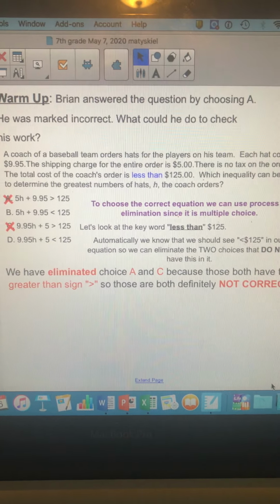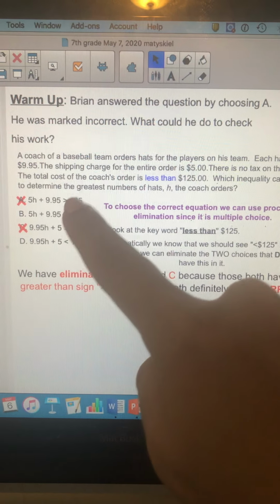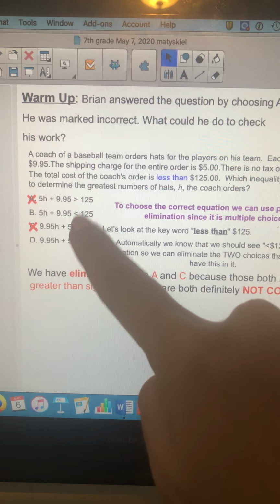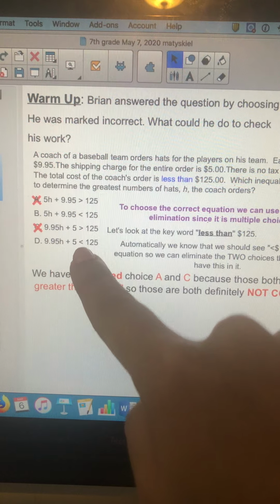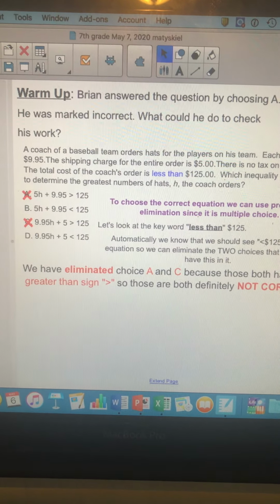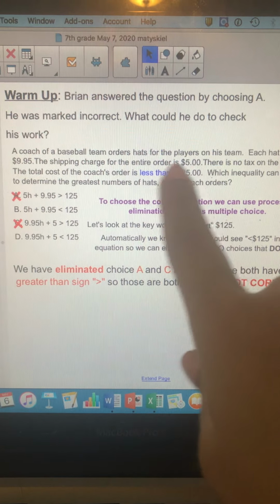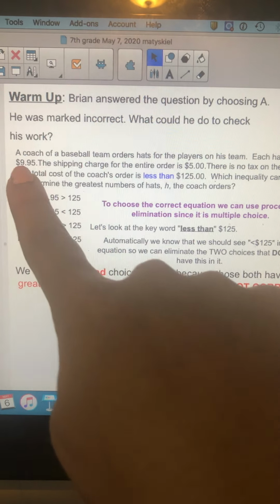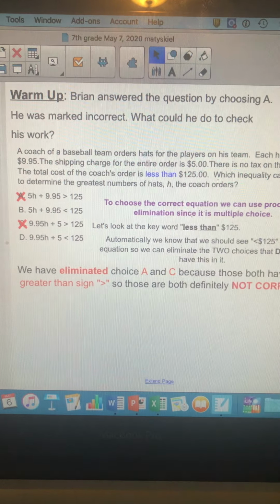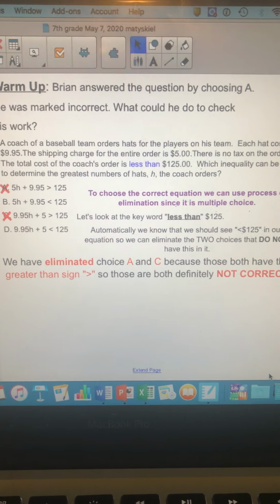Okay, so we were deciding that A and C would be eliminated because those inequality signs are incorrect. We need less than, which are the ones that point to the left. So we're left with B and D right now. Then we want to look at the problem and see what other numbers are provided. So we have $9.95 and we have $5. And then we want to look for the words that are attached to them.